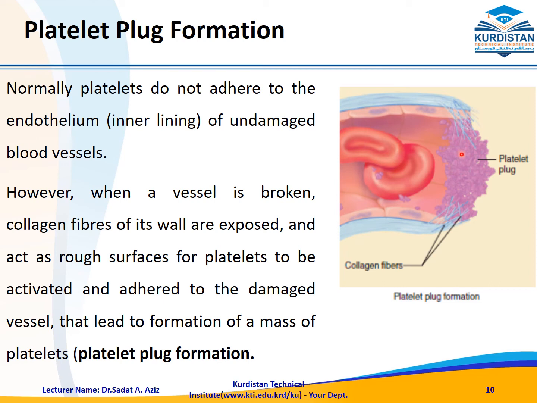The activated platelets can release some factors, and these factors can attract more platelets to the site of the injury, and this process leads to the formation of a plug at the site of injury. And this process is called platelet plug formation. In some minor injury cases, the platelet plug formation might be enough to prevent blood loss.